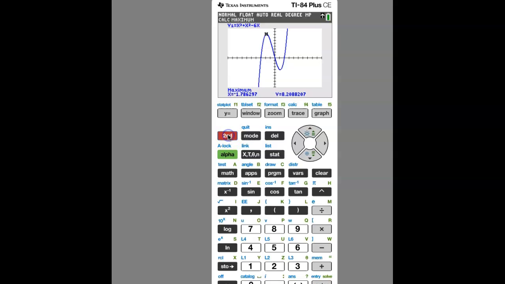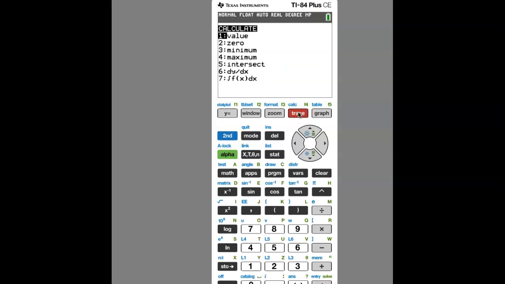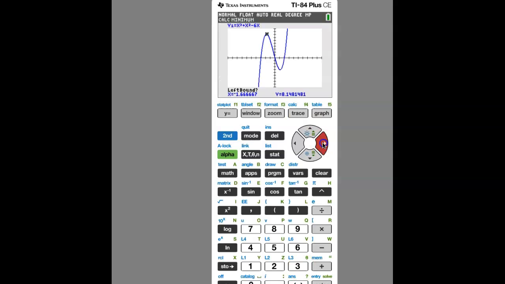Okay, then we can do second trace. This time we're going to find a minimum. So we'll arrow over here, mark left of where it's low, hit enter to mark that, arrow around the curve with your right arrow, hit enter again to mark that spot, and then we hit enter one more time. So our minimum value is x equals 1.119 or 1.12, and y being negative 4.06.